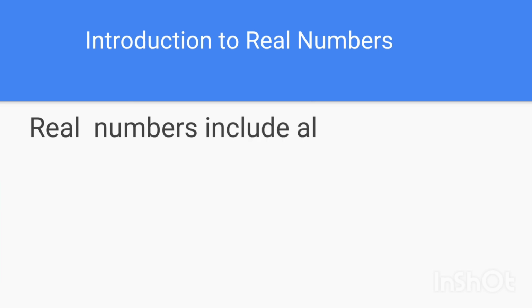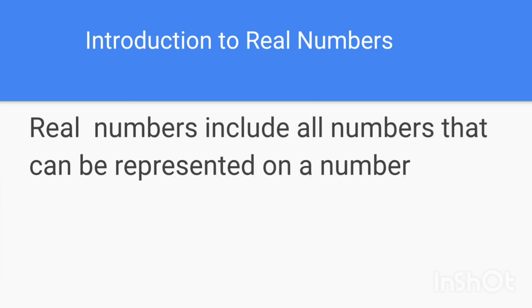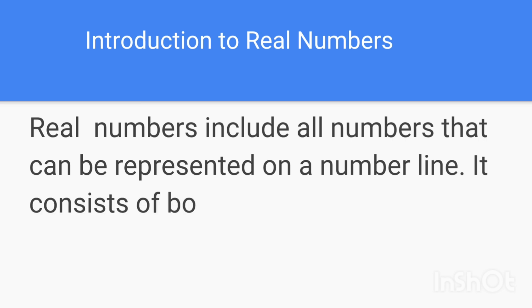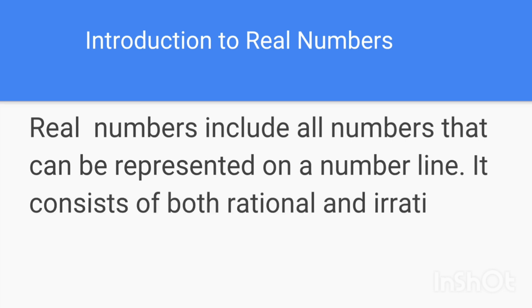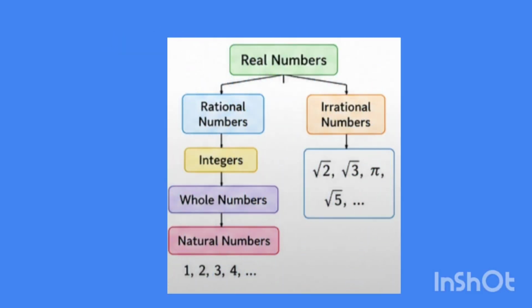Introduction to real numbers. Real numbers are all the numbers that can be shown on a number line. They include both rational numbers like 1, 3 by 4 and 0.5 as well as irrational numbers like root 2 and pi. Here you can see a flow chart where real numbers has two parts, rational numbers and irrational numbers. Rational numbers have integers, whole numbers, natural numbers 1, 2, 3, 4 and so on. Irrational numbers are root 2, root 3, pi, root 5 and so on.